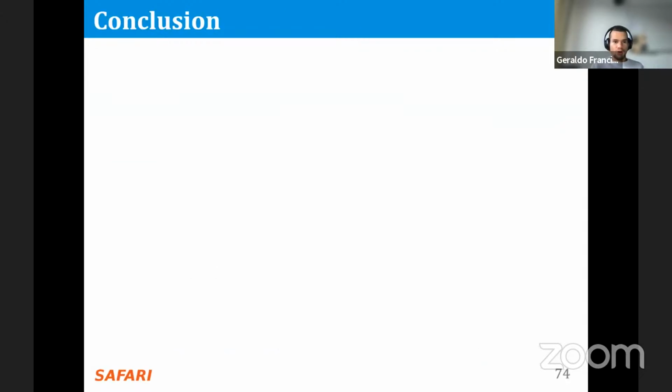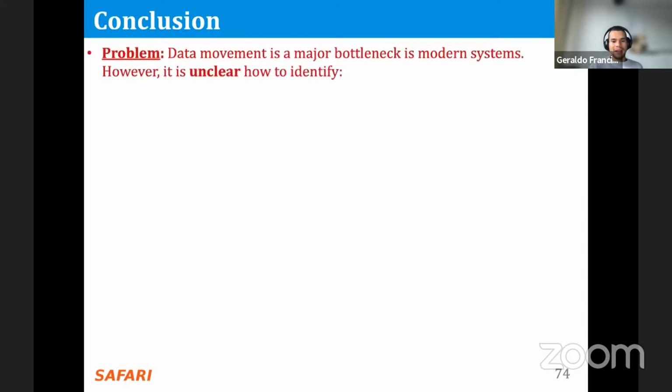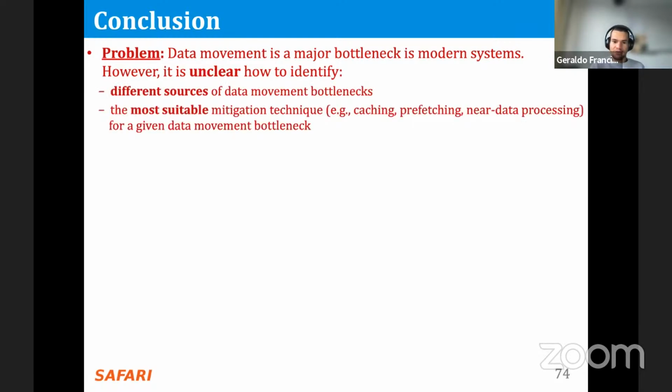So now I'm going to conclude the talk. The key problem that this whole work is trying to solve is that even though we know that data movement is a major bottleneck in modern systems, it is still unclear how we can systematically identify the different sources of data movement bottlenecks and correlate these sources of data movement bottlenecks with the most suitable data movement mitigation technique.